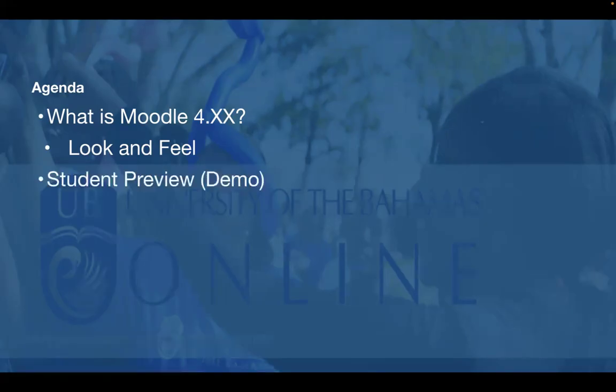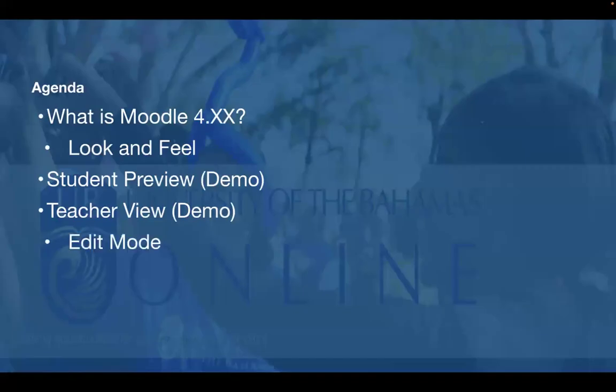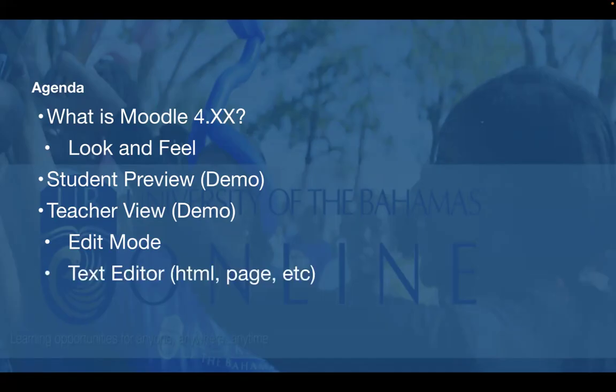Then I'm going to give you a preview of what the student sees in Moodle 4.0. And then we're going to go over what you as an instructor will see in 4.0 and look at some of the different things that you may be using already, and how they differ from what you're presently using. One, the edit mode, and this is probably the single best feature of the new platform. Text editor, how to build HTML, etc. Some of the different icons, and then how you can access the different activities.